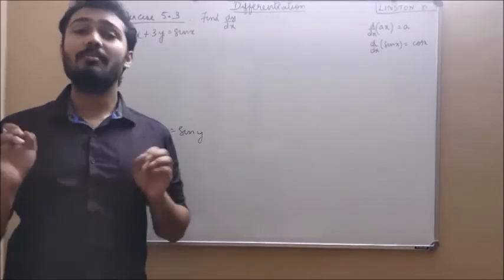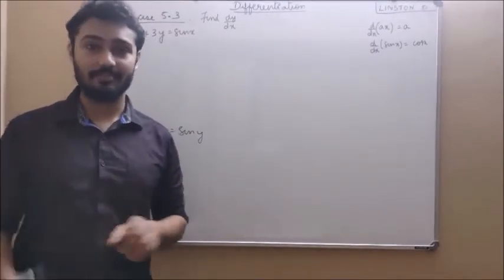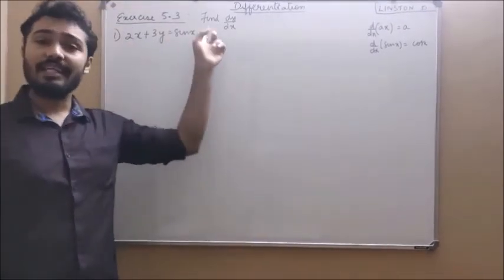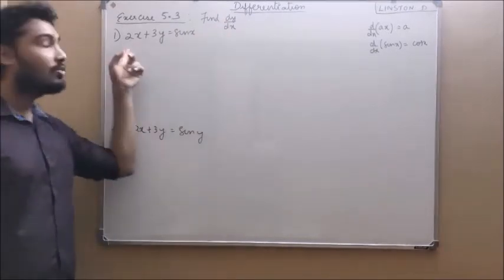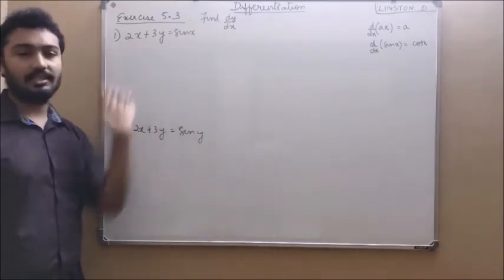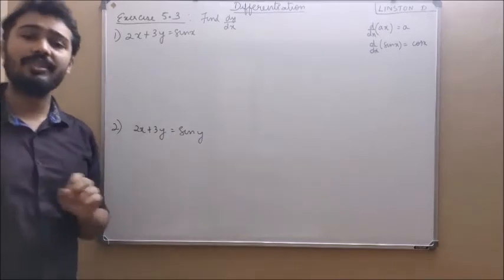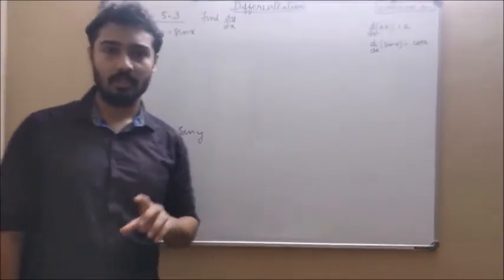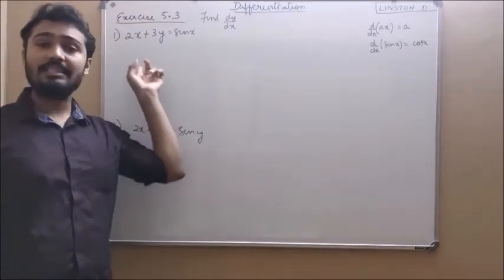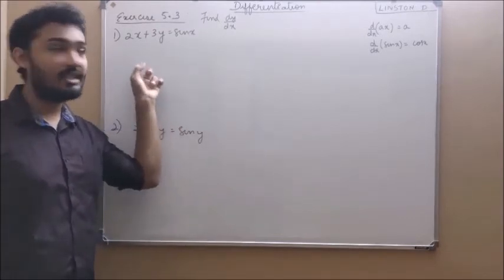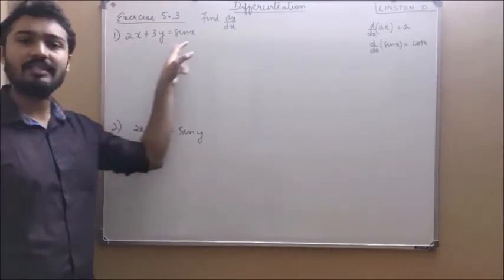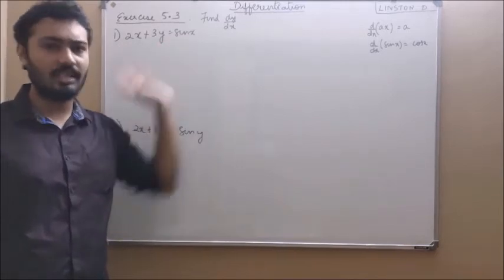Now, we will do some sums in exercise 5.3. We have to find dy by dx for 2x plus 3y equal to sin x. Now, how to solve this? First, this is the implicit function. Why? Because there is both x and y in the same equation.